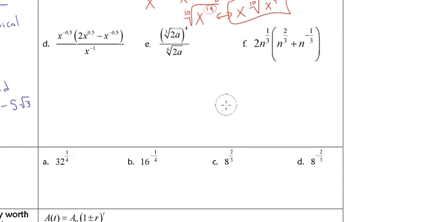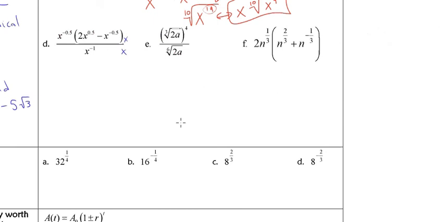Next couple. So we've got x to the negative 0.5 times 2 times the quantity 2 times x to the 0.5 minus x to the negative 0.5, all over x to the negative 1 power. Now, I would recommend that rather than distributing this first, we get rid of our x to the negative 1. Let's bring it on up. So I'm going to essentially multiply the top and the bottom by x.